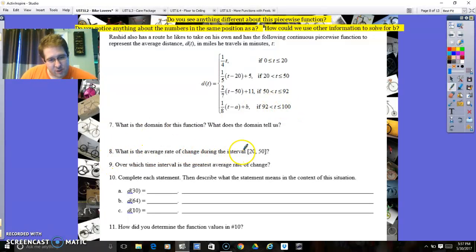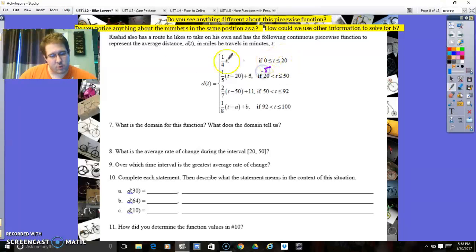What is the average rate of change during the interval of 20 to 50? Okay, so what I need to do is find where they start at 20 and where they end at 50. Now, that should be pretty easy because if I plug 20 in for this, 0 says it's going to be 5. So it looks like it started at 5 high.